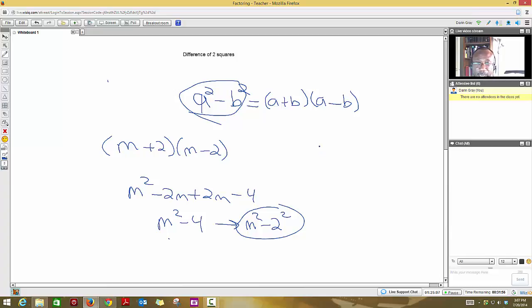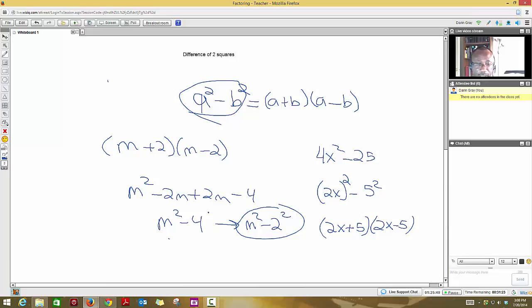So let's say we had 4x squared minus 25. All right. This value, let's rewrite it as what it is. That's 2x to the second power. Remember, in our lesson on powers, you can raise each value to that. 5 squared. That gives you 2x plus 5, 2x minus 5.